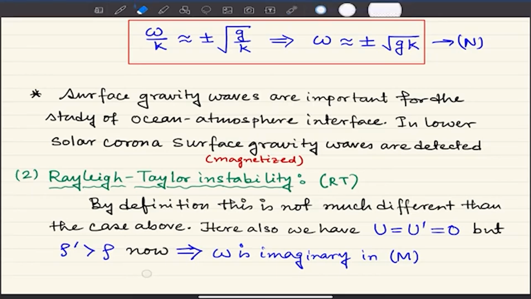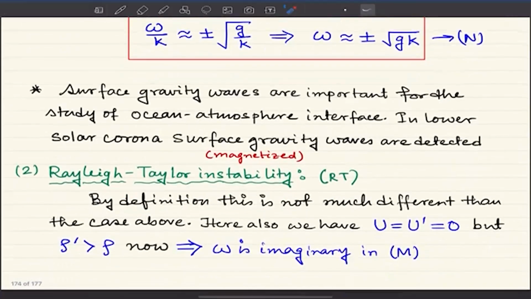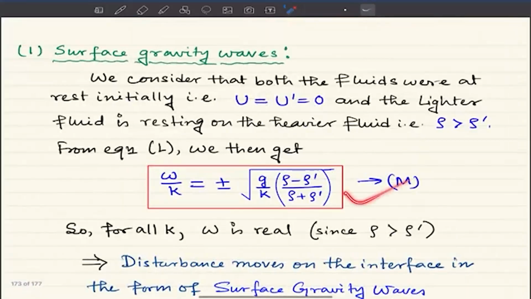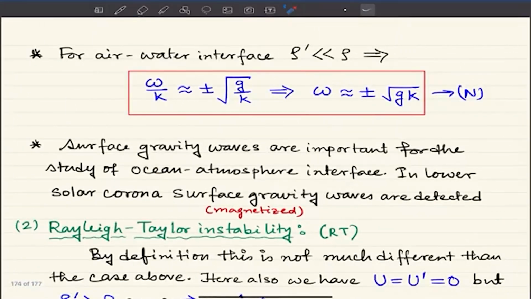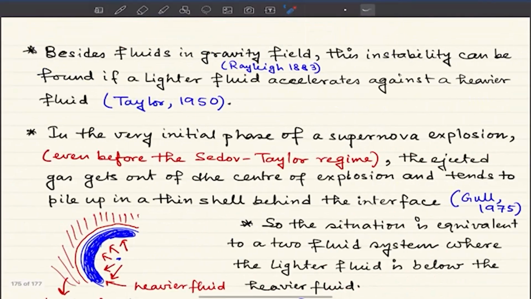And if this is true, then from this equation you can see that since rho prime is greater than rho, it must be negative, and so omega should be imaginary in equation M. Okay, so this part will add finally to the instability, and this is known as the Rayleigh-Taylor instability.